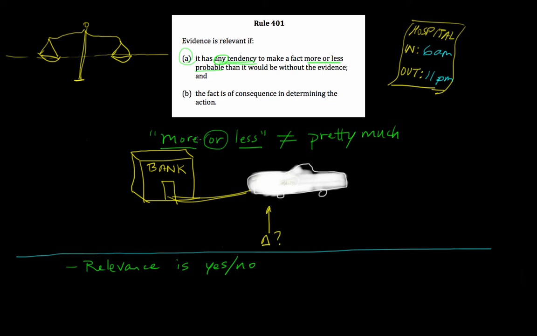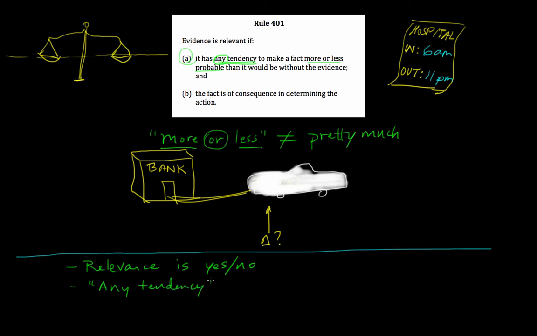And the standard, according to the first part of this definition, is any tendency to make a fact more or less likely to be true. It might be more persuasive, it might not be that persuasive, but as long as it has any tendency to make a fact more or less likely to be true, it satisfies this part of the definition, and so the evidence can be relevant, regardless of how big or how small that tendency is. As long as it has any tendency. So that's the first little special point. The second thing that I want to point out is about this any tendency.